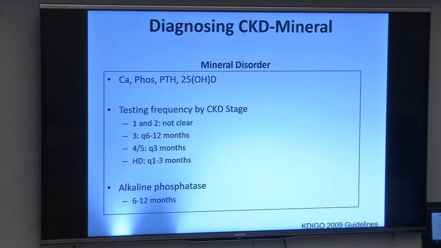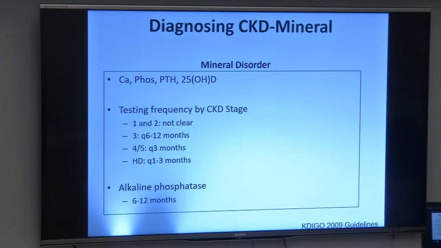Testing frequency is based on CKD stage. So for very mild renal failure, the guidelines are unclear. If you have a patient with CKD stage 1 or 2, so remember stage 1 or 2 is basically you have normal kidney function, but there's some kind of kidney damage. So whether your patient has polycystic kidney disease or has a glomerular disorder with just proteinuria, the guidelines basically say check a vitamin D and PTH maybe once a year.